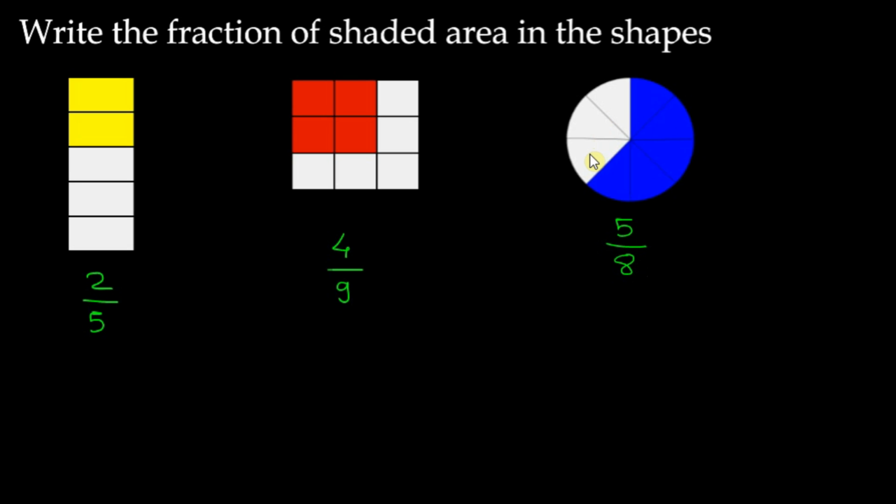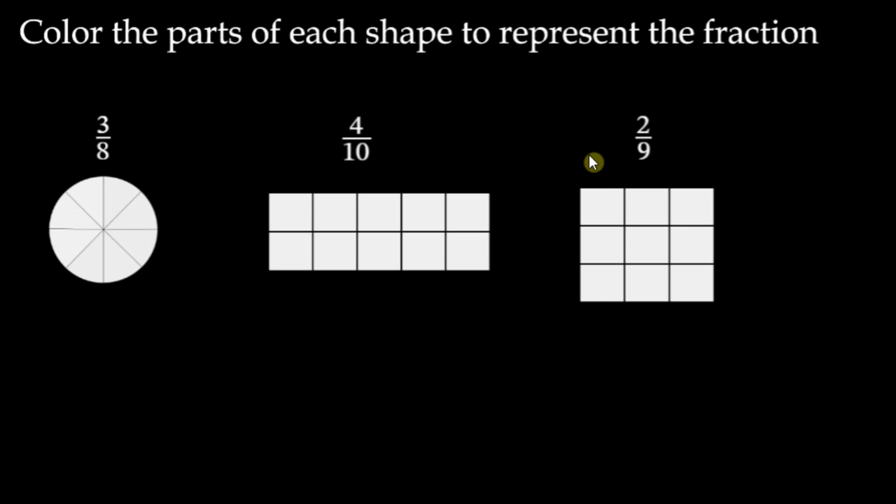Let's do some more examples on fractions. Now here we have to color the parts of each shape to represent the fraction. So in the first example, we are given a fraction 3 over 8 and a circle which is divided into 8 equal parts. That means we have to color 3 parts out of 8 equal parts. Then we can color any 3 parts out of these 8 equal parts. I will color them in yellow. So this is 1, 2, 3 parts colored out of 8 equal parts which represent the given fraction.